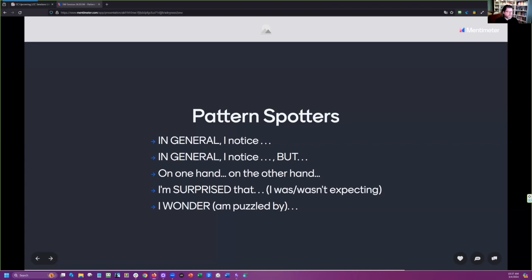And then the last one is, well, now that you've got those four things and you're holding on to those four things, what are the questions? What's the curiosity? I wonder, or I'm puzzled by. What is the thing that you would like to understand that has come out of those four ways of looking?